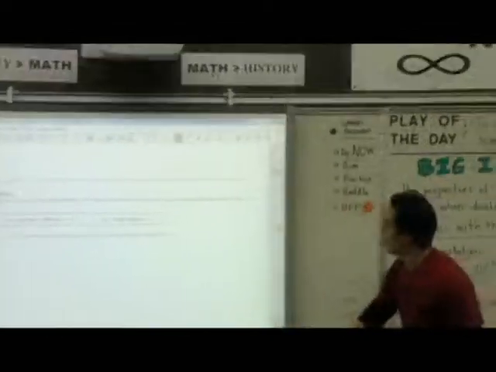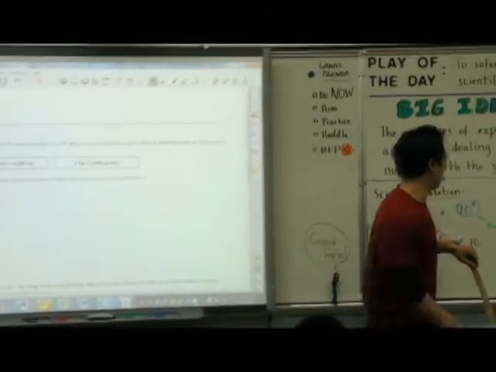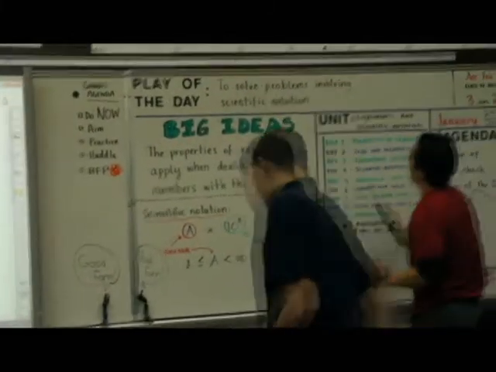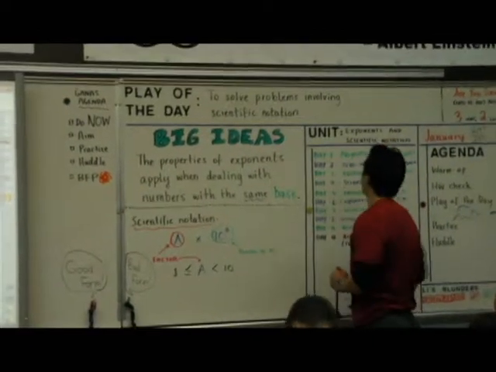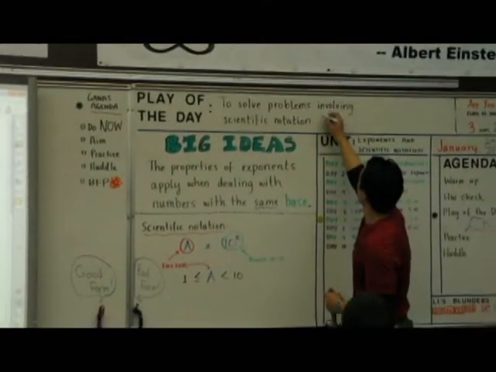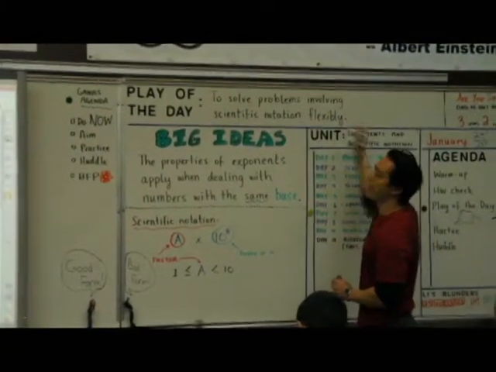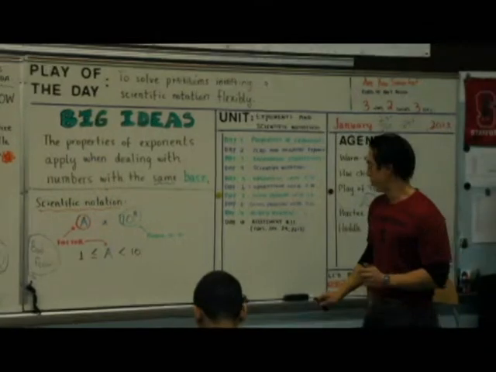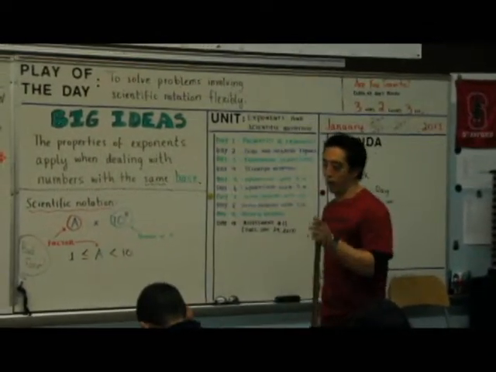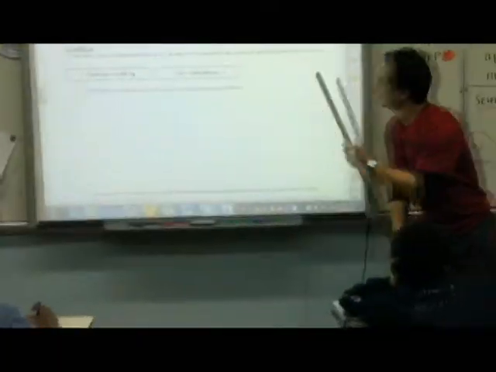All right, please write down the aim, which is to solve problems involving scientific notation. And I want to add a word back here that says flexibly. Right? I want to make sure that you can use the knowledge that you have without being a robot. No robots, okay?